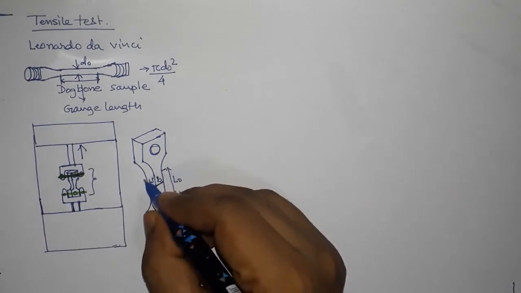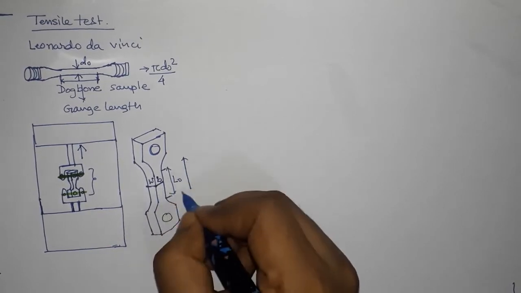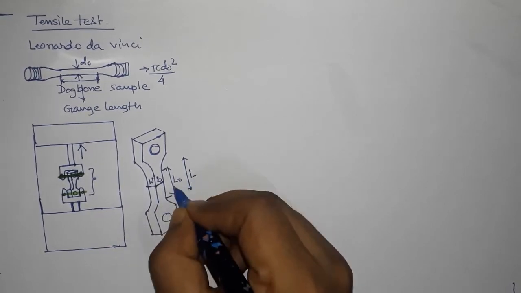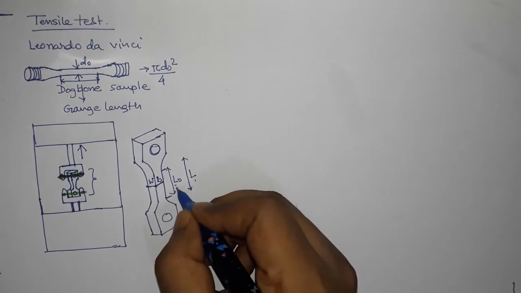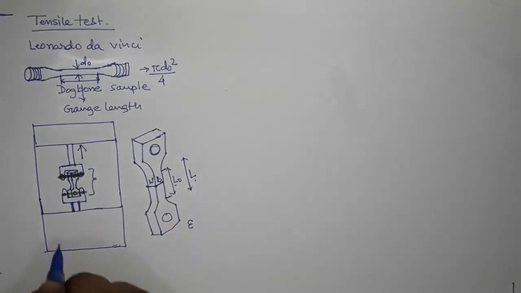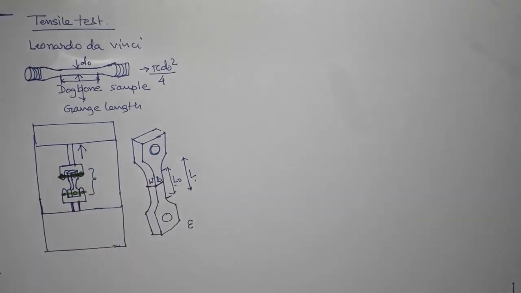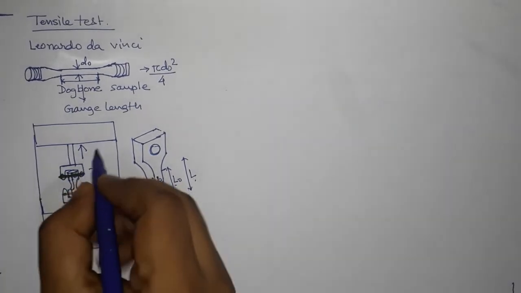So this sample will elongate, and then you will have this parallel length, the gauge length, increasing from L0 to L, right? And this change therefore will be causing a strain. So let me make a coordinate system for my tensile specimen.